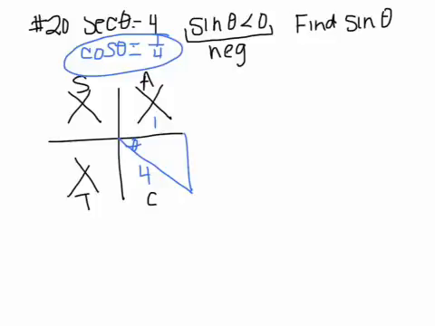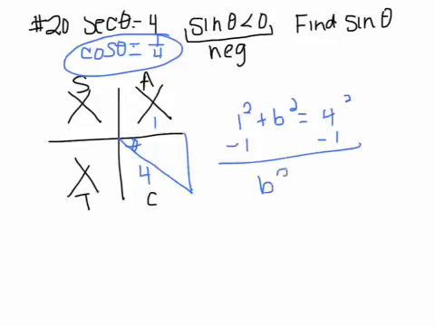Now by the Pythagorean theorem, I'm going to find the missing side. So I have a squared plus b squared equals c squared. So I'm going to subtract the 1, and I have b squared equals 15. Therefore, b equals the square root of 15. So this length right here is the square root of 15, and the direction is negative.